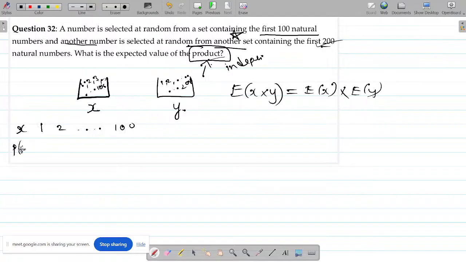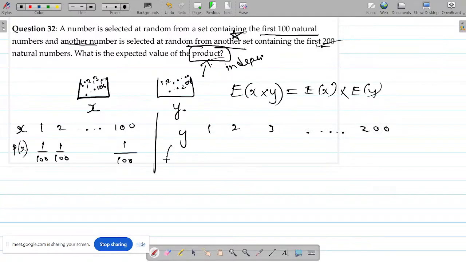We'll assign the probability value. What is the probability of getting 1? Out of 100, there's only 1. So this is 1 by 100. Out of 100, how many 2's will be there? Only one 2 will be there. So here is also 1 by 100. Out of 100, how many 100 will be there? 100. Likewise, if you talk about Y, 1, 2, 3 up to 200. Probability of getting 1, 1 by 200. Probability of getting 2, 1 by 200. So for all the values, it will be the same, 1 by 200.